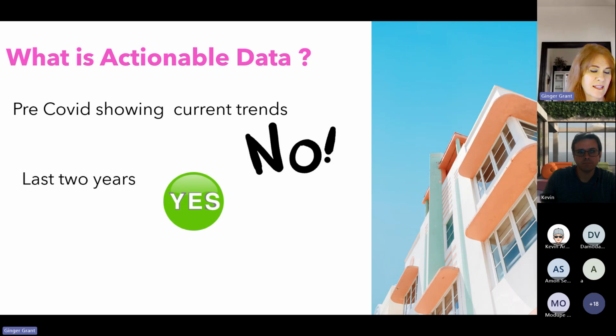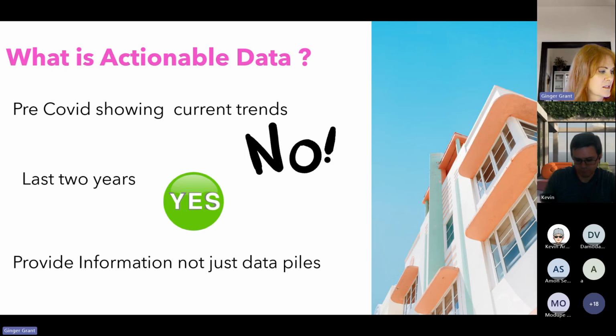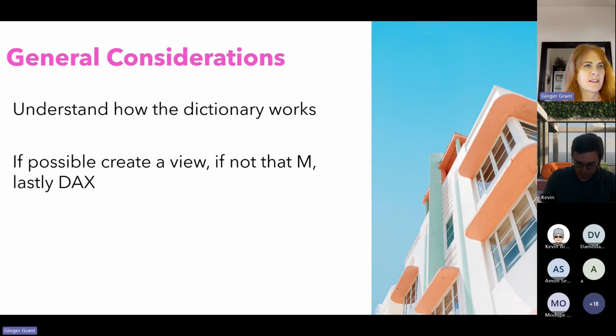Don't put 10 years of data because it's not data that's used for real decision making. And that's what Power BI is for. So just provide information, not just giant piles of data, because that doesn't help anybody. So another thing to think about is just your general standard: how should I model in Power BI?